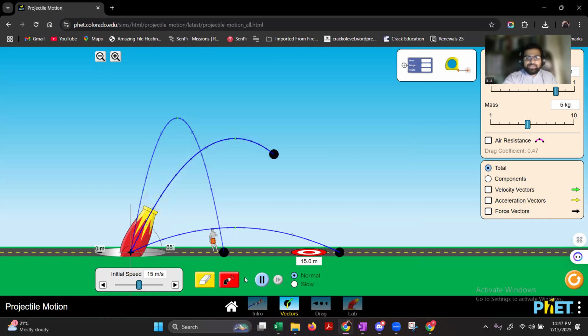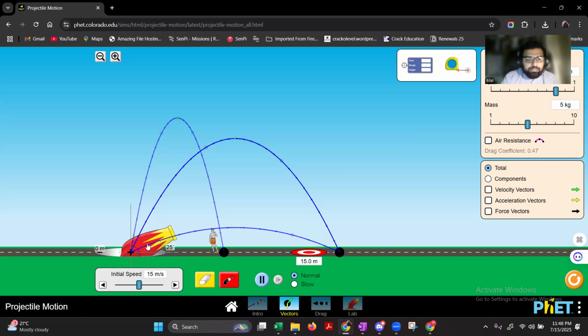Yes, I won that. So basically, there are certain angles which are, you can say, sort of coupled. So 65 and 25, these two are the coupled angles. You will get the same range at these two angles. You can get the coupled angle by subtracting from 90. For example, if one of the angles is 25, subtract 25 from 90 and you will get 65. So 65 and 25 are coupled angles.